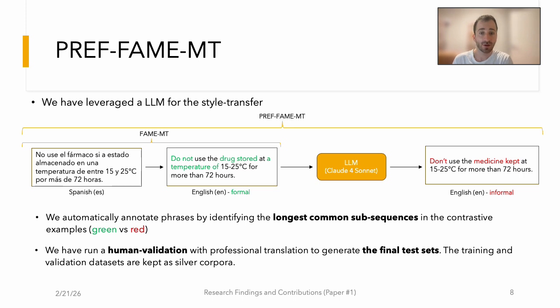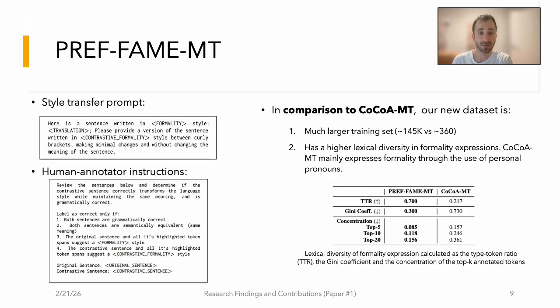We have identified the longest common subsequences to annotate the key different token spans, and to generate a good quality test set, we ask professional translators to assess the quality of the contrastive examples. Training and validation datasets have not been evaluated by human annotators instead. The result is a much larger contrastive ACT dataset for formality, if we compare it to other datasets like COCO-MT.